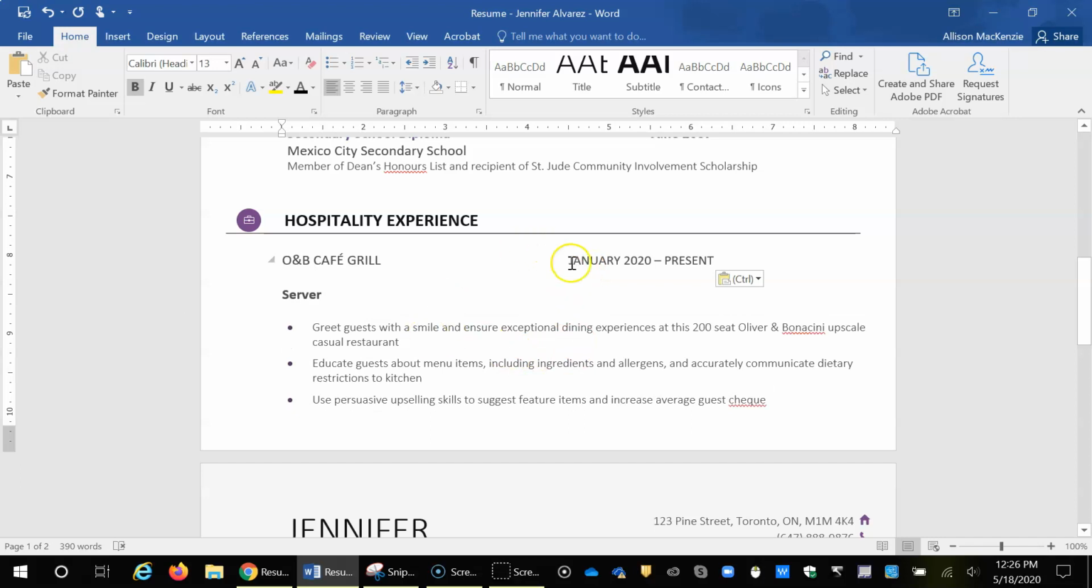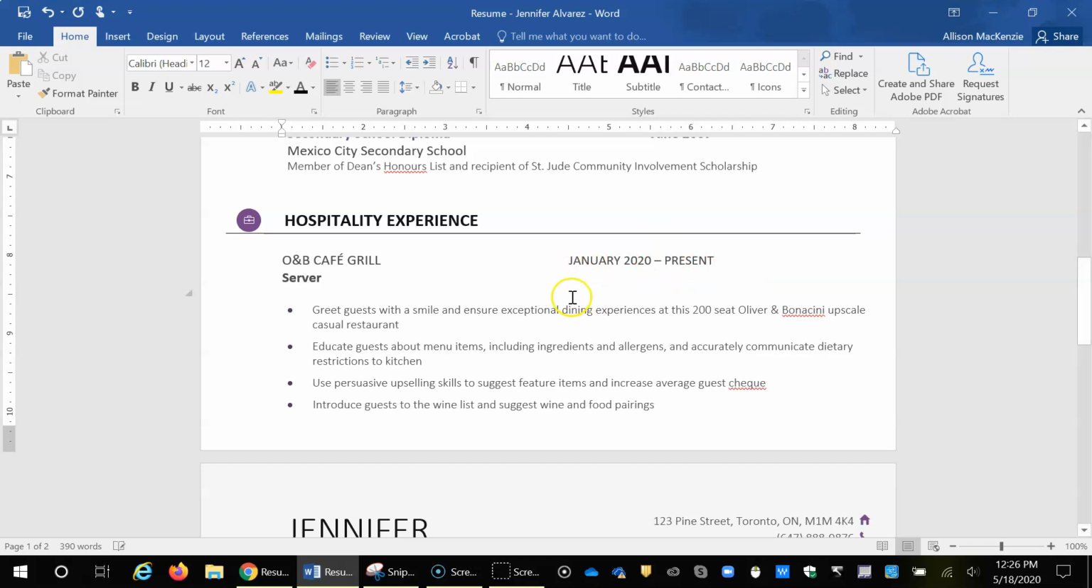Now look what happened here. Sometimes Word does this, where you move things around and it decides to change your fonts and layouts. So you have to be really paying attention to this and cognizant that you're keeping the formatting the way you want it so that everything is consistent.